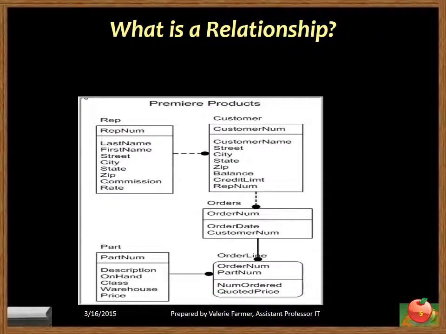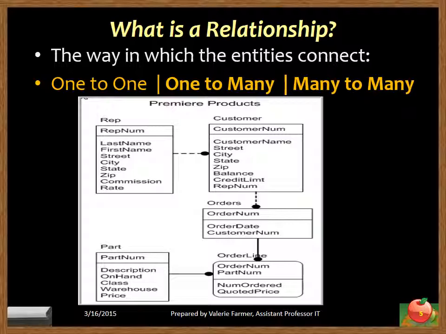What is a relationship? The way in which the entities connect. There are three basic relationships: one-to-one, one-to-many, and many-to-many. We will explore all three in this course, but in this presentation we will explore one-to-many and many-to-many.